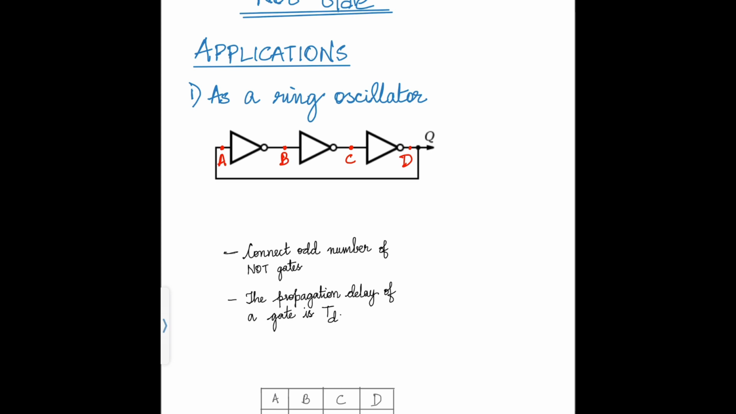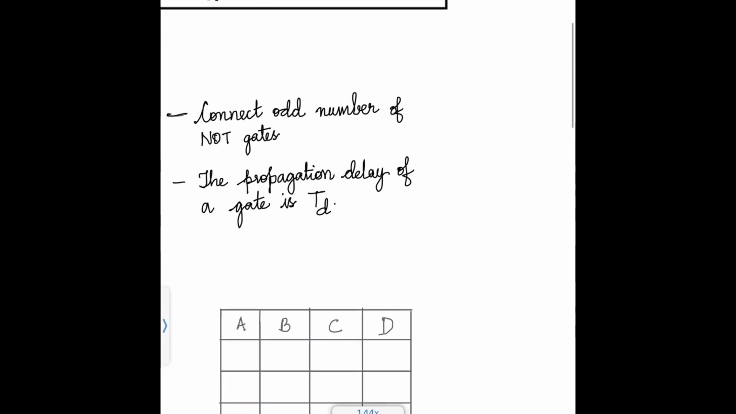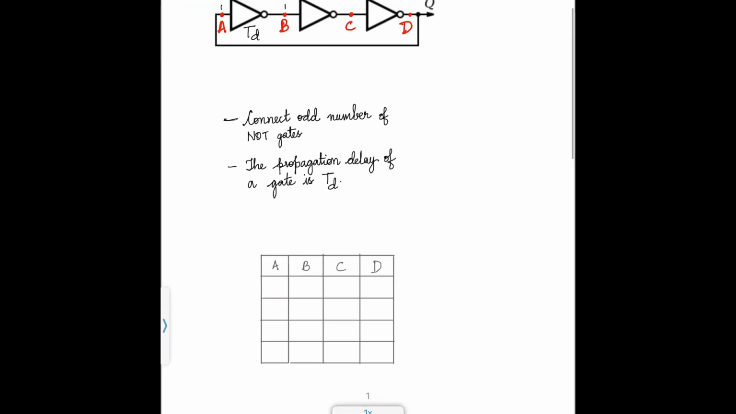Now, let's look at the applications of NOT gate. As a first application, let's learn about the ring oscillator. A ring oscillator has an odd number of NOT gates, and each NOT gate has a propagation delay of Td. That is, when the signal travels from point A to point B, it has a delay of Td.